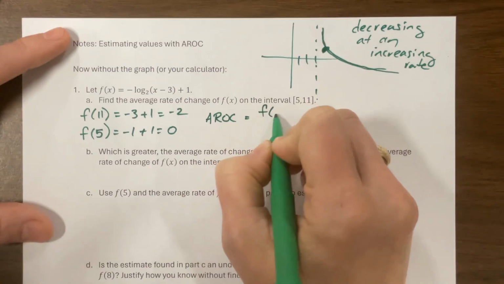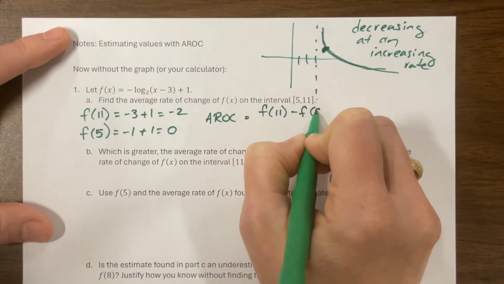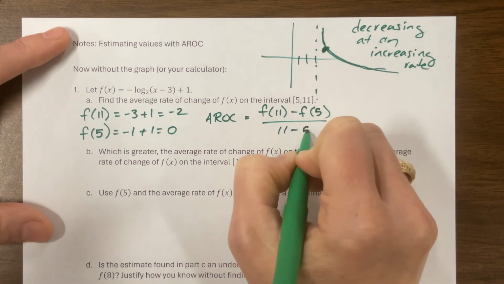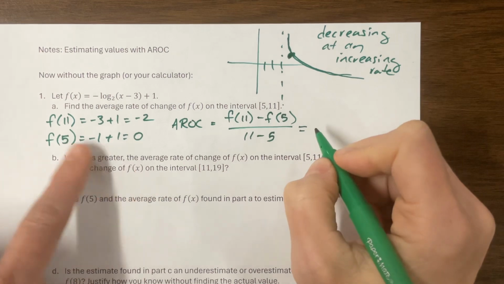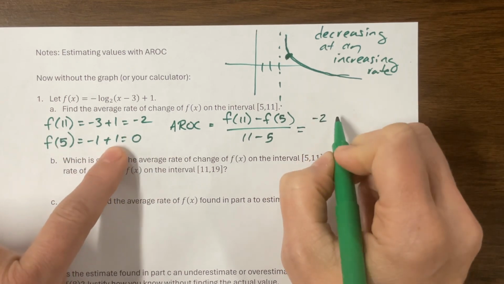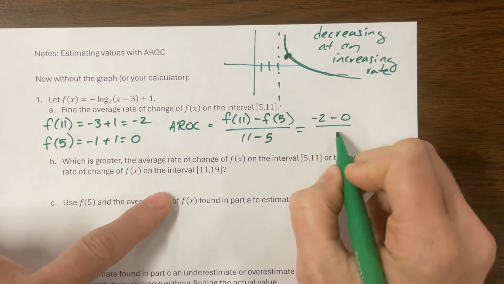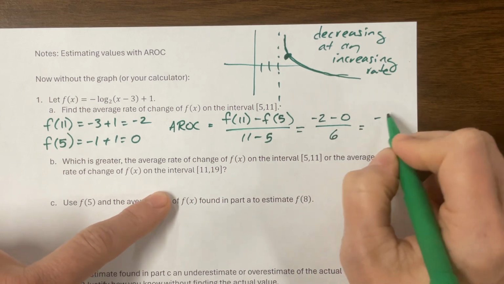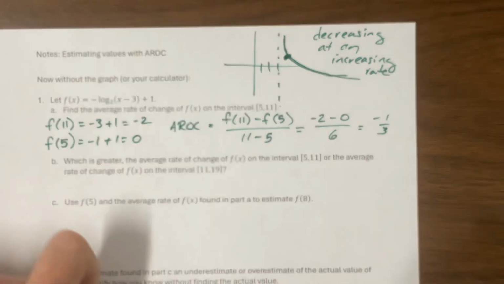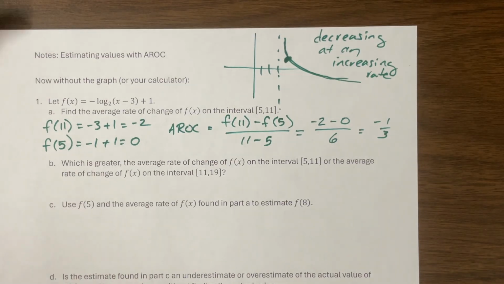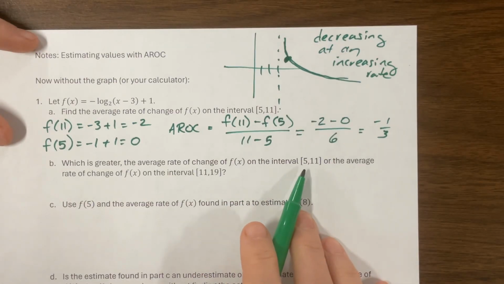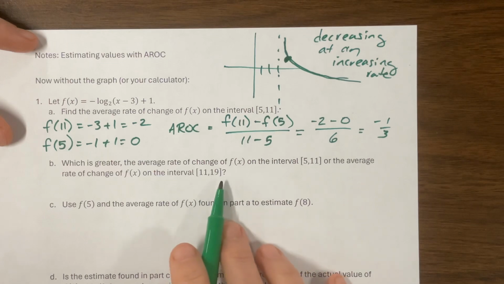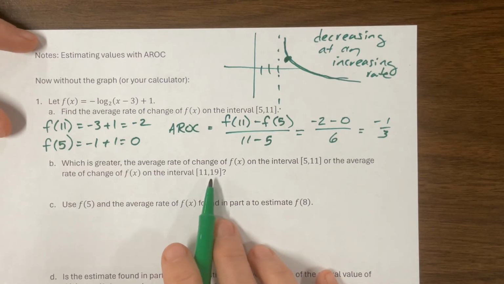I'll do f of 11 minus f of 5 all over 11 minus 5. I write this out every time because it helps me. And so what was f of 11? Negative 2 minus 0 over 6. Okay, so negative 1/3. Okay, that's not terrible. Okay, so which is greater, the average rate of change on the interval 5 to 11 or the average rate of change from 11 to 19? That's not a 15, that's a 19.